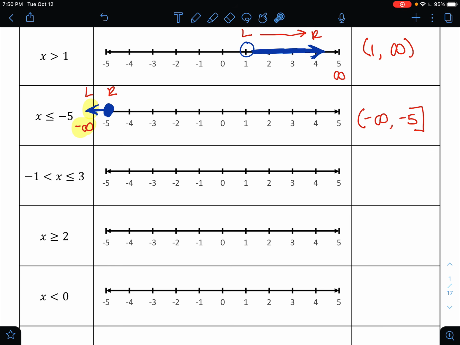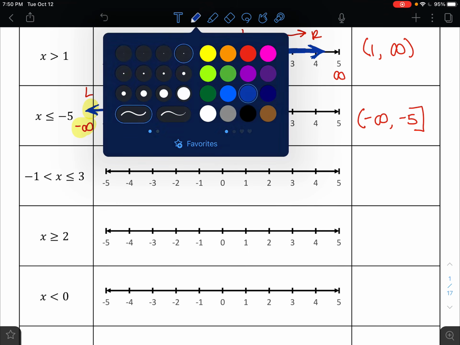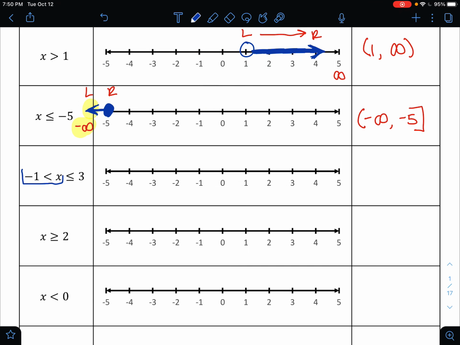On this next one, we go from negative 1 is less than x is less than or equal to 3. You can break this up into two different inequalities. The first inequality that we have is negative 1 is less than x. I can rewrite that as x is greater than negative 1. My inequality symbol was pointing at the negative 1, and it still is pointing at the negative 1. Negative 1 is going to get an open circle because it's not included. And then when I shade, I'm going to shade to the right.